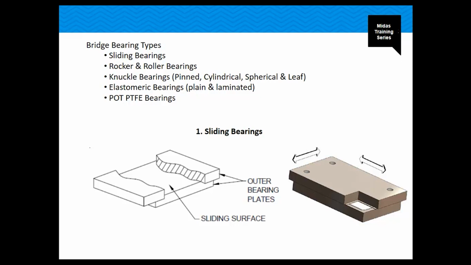Usually the surface is mild steel over mild steel, and they differ in the coefficient of friction depending on the type of material. You can use mild steel over phosphor bronze or PTFE, depending on the type of sliding that you want to have.